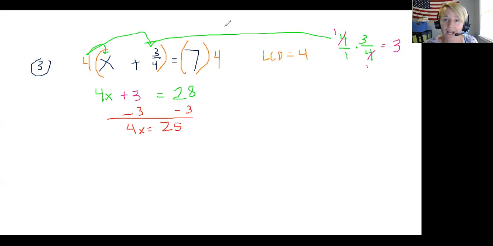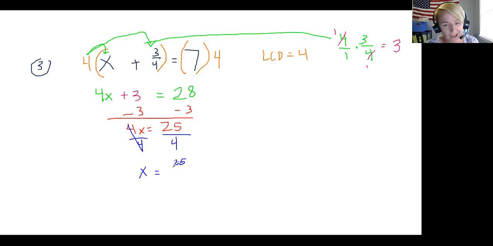Now it says 4 times x equals 25. The opposite of times x is divided. So the opposite of times 4 is divided by 4. These are going to cancel. This is going to leave me with an x equals 25 over 4.